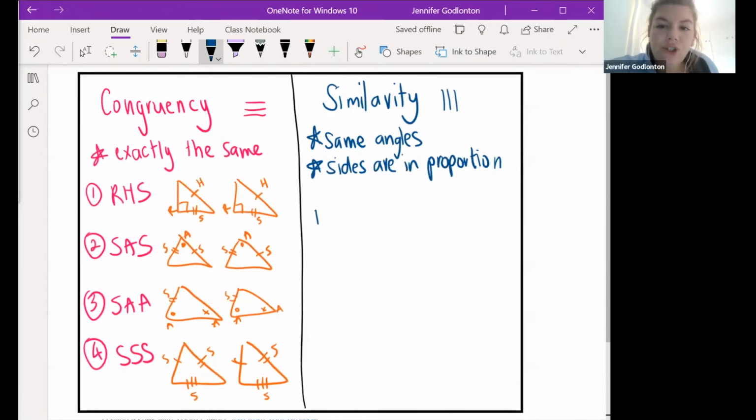We have two cases to prove that triangles are similar. What are those two cases? Good.